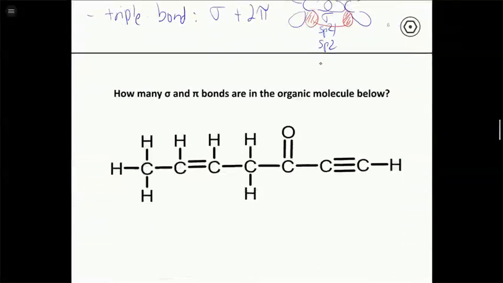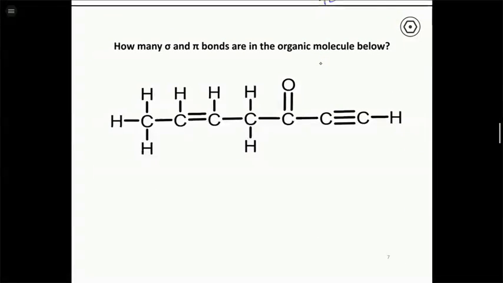All right, so let's do an example of this. How many sigma and pi bonds are in the organic molecule below? I drew the whole structure. All the bonds are filled in. You don't have to fill anything else in, but we want to know how many are sigma and pi. Remember that every single bond is a sigma bond, so we can go through and write sigmas next to all the singles. Every CH bond is a single bond, so it's also going to be sigma. And then we have a bunch of CC single bonds as well.